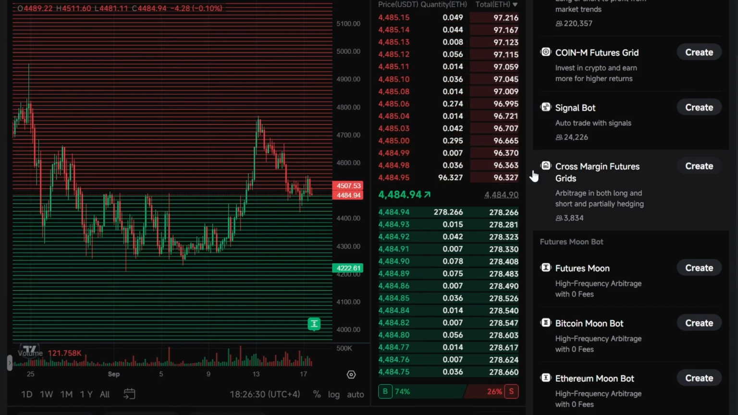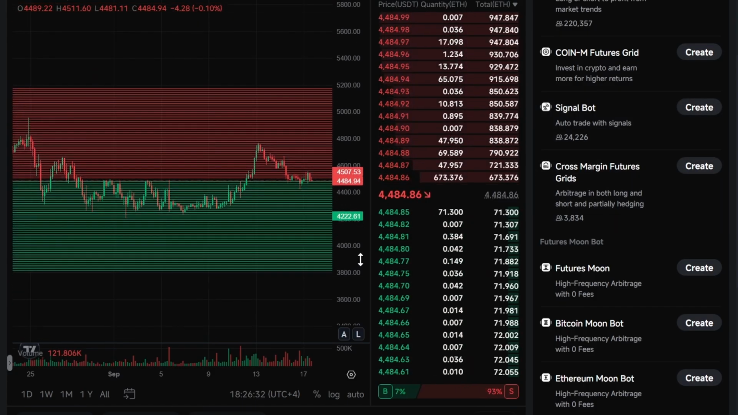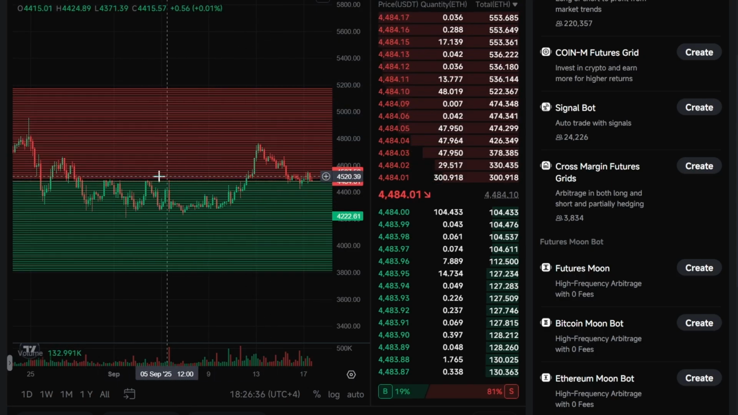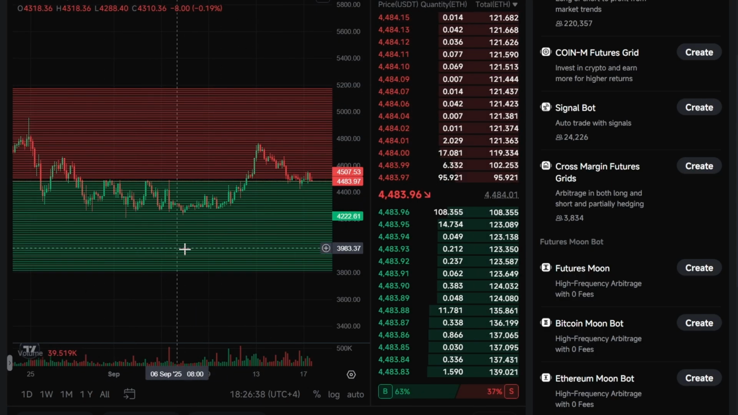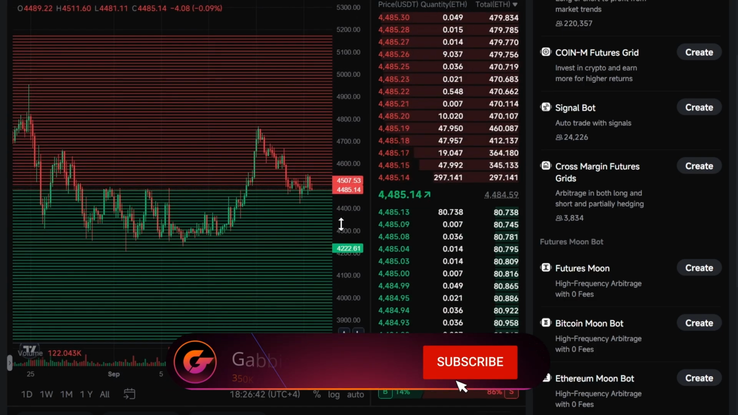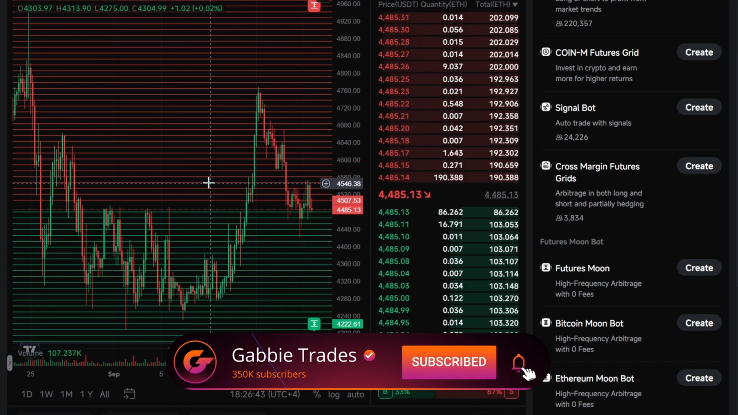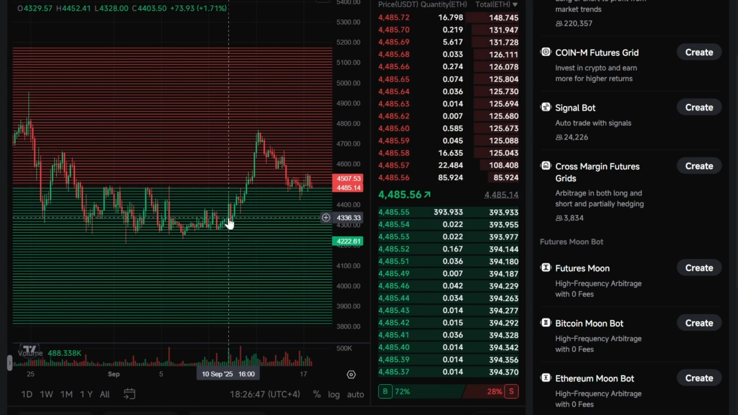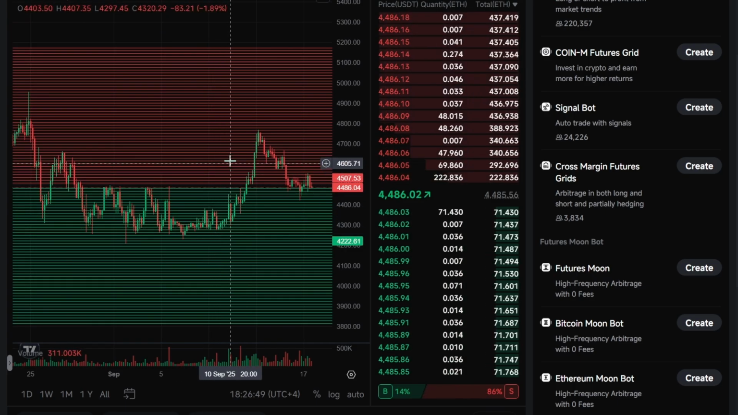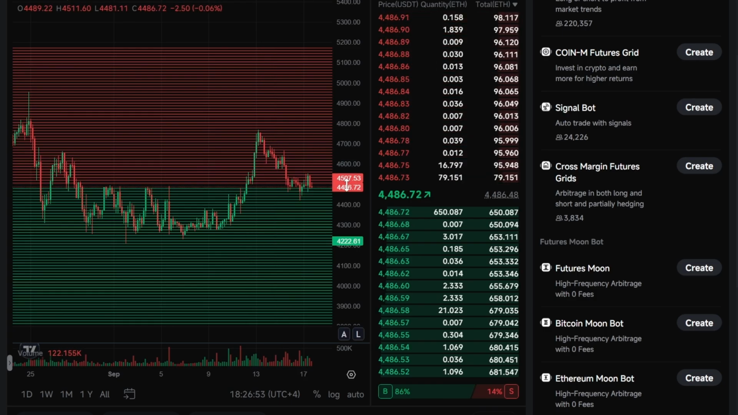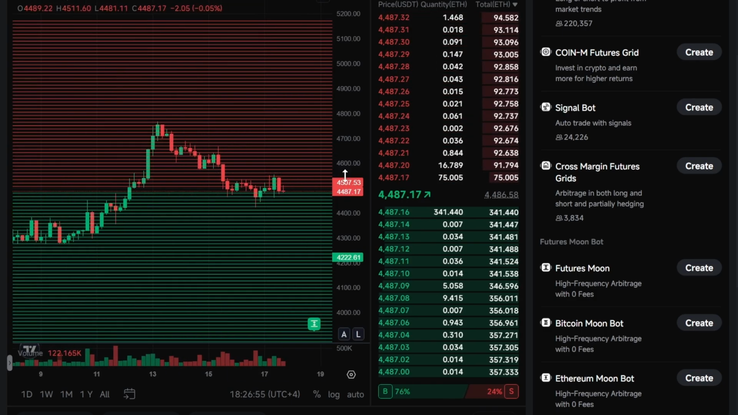Now, how does the grid bot actually work? Well, pretty simple. The core idea is you split a price range into lots of levels, which are essentially going to be our grids. So each grid has a buy level and a sell level. So when price hits a buy level, the bot is going to buy, and when price later returns up to the sell level, the bot is going to sell and realize a profit.